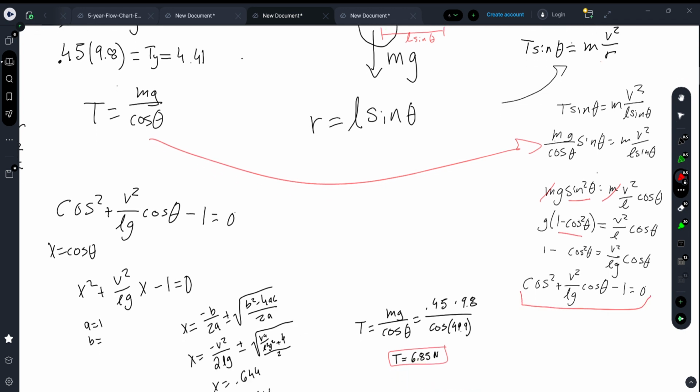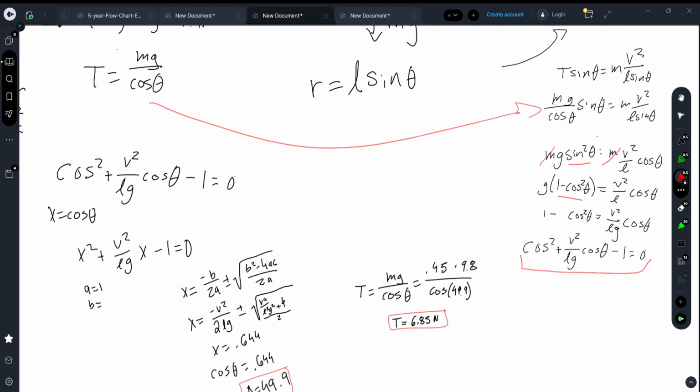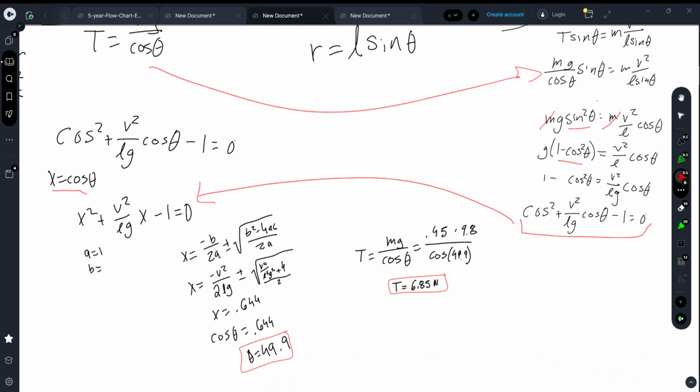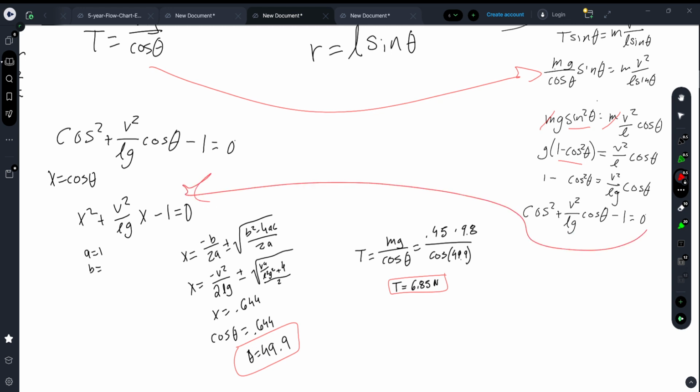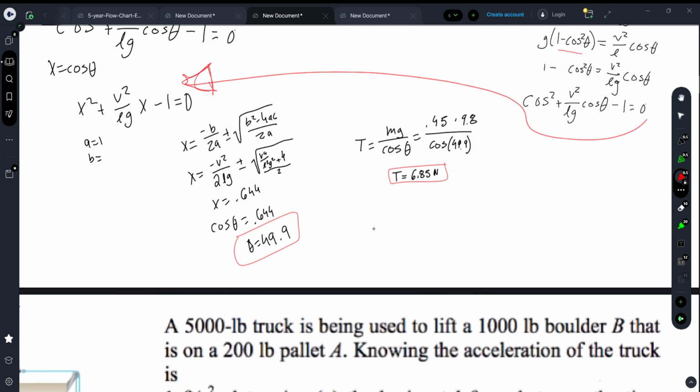And then I turned this equation into a quadratic. So I went over here and pretended that x equals cosine theta, and then solved for x, and then plugged that back in as cosine theta, and then did inverse cosine to get my theta. Then after that, it's just a matter of plugging my theta in for T. Wait, I actually wanted that boxed. Well, that arrow is fine. We'll leave that arrow.